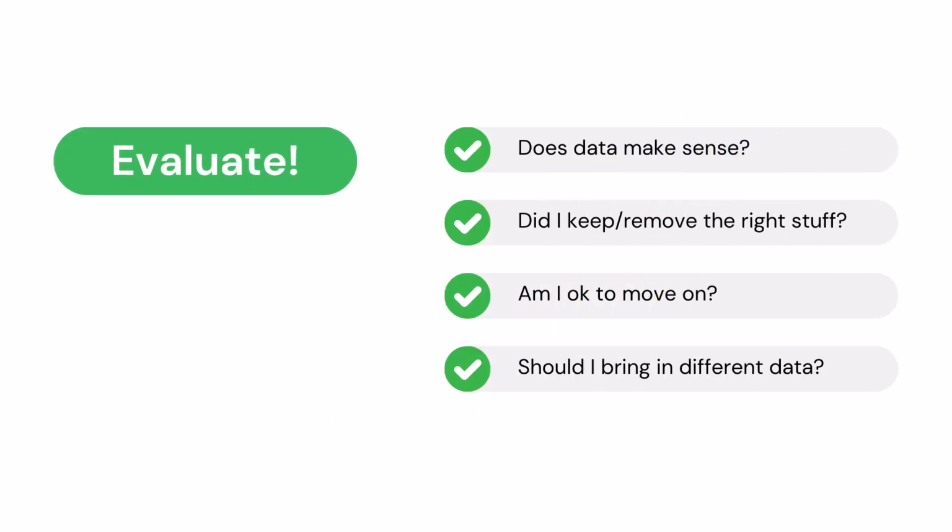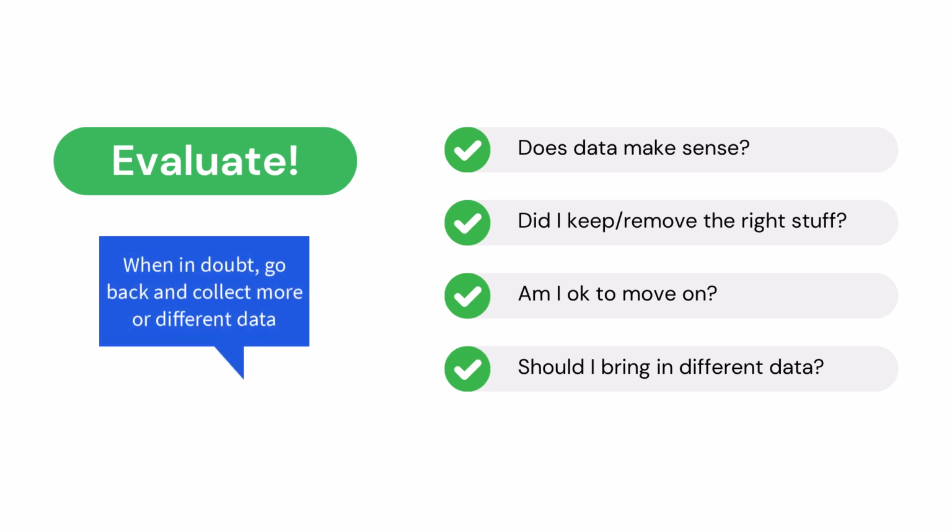Finally, you need to evaluate everything. Ask yourself if the data makes sense, if your decision to keep or delete stuff is correct. Do the rules you've applied in this phase allow for preparing the data in a later phase? If you feel something is missing or is out of place, then you may want to consider going back to the collection phase before moving on. You may need to pull in more or even different data.